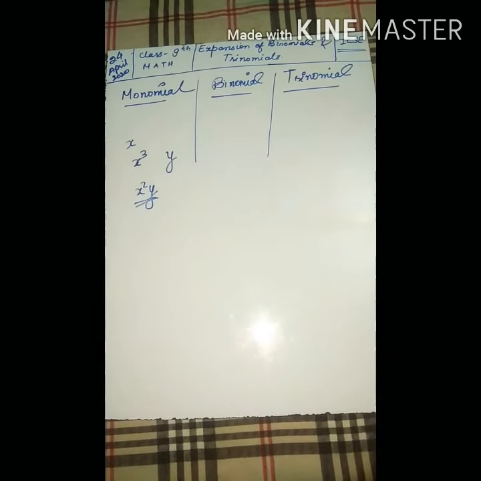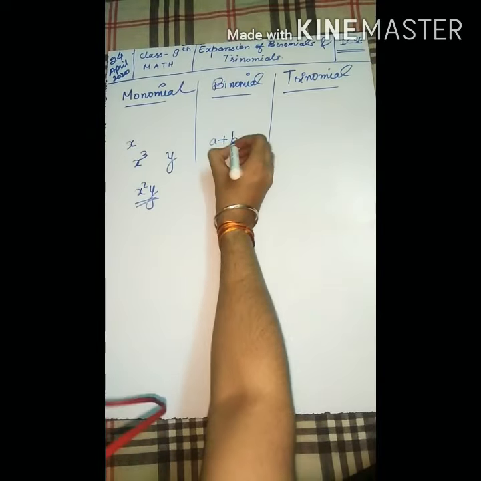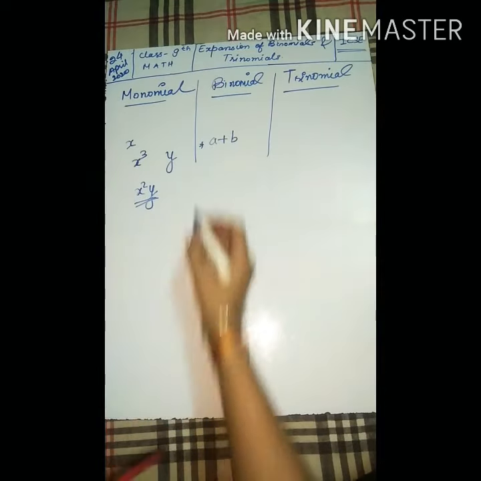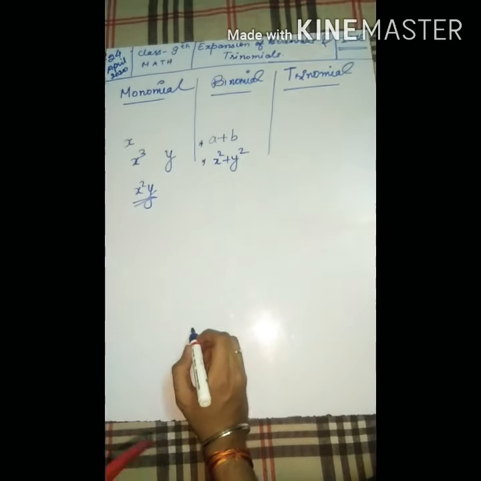Secondly, what do we mean by binomial? If an algebraic expression contains two terms, then that is called a binomial expression. Say for example, a plus b. This is a binomial expression. x square plus y square. This is a binomial expression.